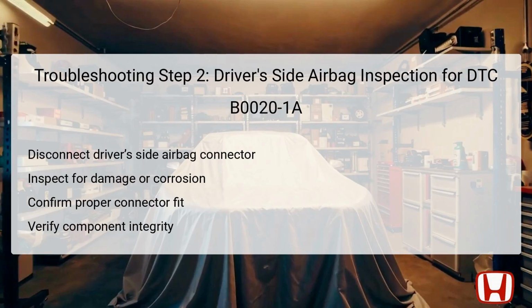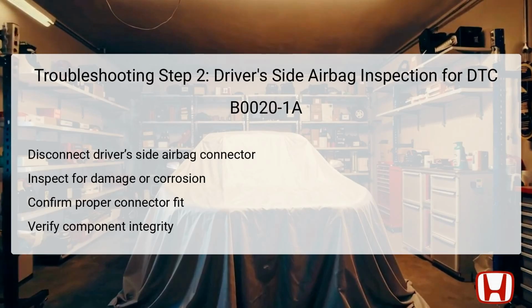Following the initial confirmation, the next step in the troubleshooting process involves inspecting the driver's side airbag. First, disconnect the driver's side airbag inflator connector, ensuring that you follow SRS precautions, including the 12-volt battery terminal disconnection protocol, and waiting 3 minutes before working on the circuit. Inspect the inflator connector for signs of damage, corrosion, or any physical obstruction that may hinder proper operation. It is important to ensure that the connector fits securely and is free from contaminants that could affect electrical connectivity.